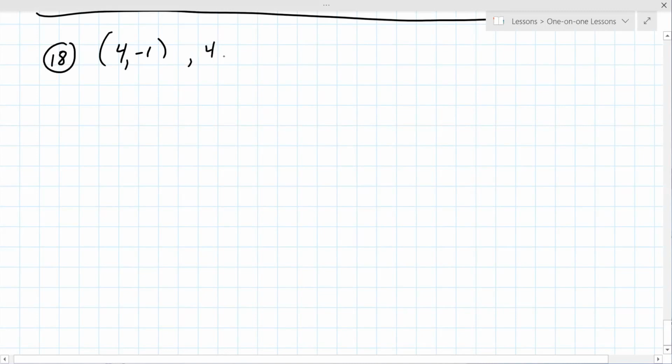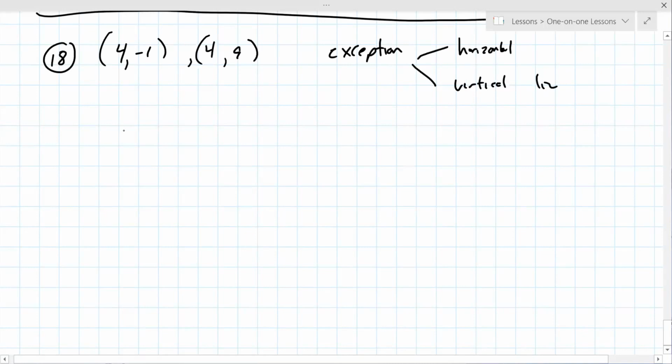Okay, so this is an exception. The reason it's an exception is because it means it's either a horizontal or a vertical line. If you're not sure which one it is, you plot the points. There's my origin. 4, -1 is there, and 4, 9 is up there somewhere. So this is a vertical line. Vertical lines always have the formula x equals a number. In this case, it's x equals 4. The point that you're trying to find the distance to is 1, 6.